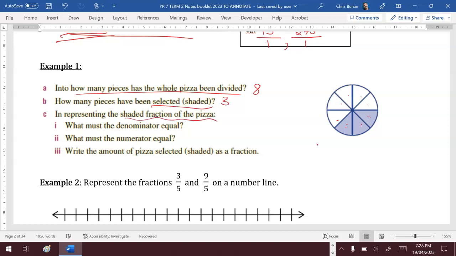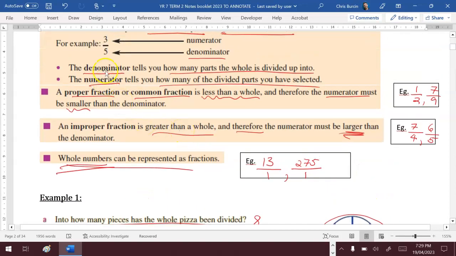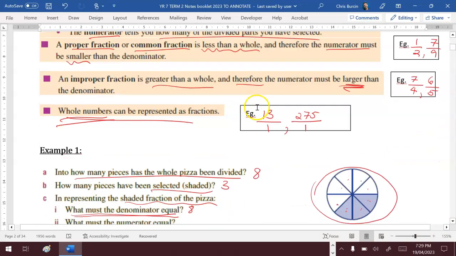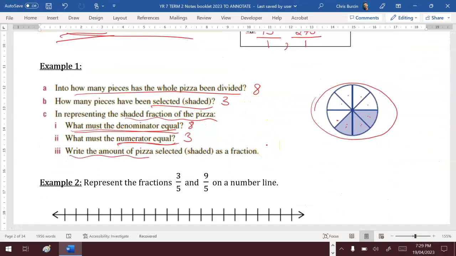In representing the shaded fraction of the pizza, what must the denominator equal? So the denominator is the total, all of them possible. The denominator must equal 8 because that's the total number of pieces we could possibly choose from. And the numerator is going to be equal to the ones that we have chosen. You'll remember that from up above. The denominator is how many parts the whole is divided into, 8. And the numerator tells us how many of the divided parts we selected. So write the amount of pizza selected as a fraction. We selected 3 out of the possible 8.